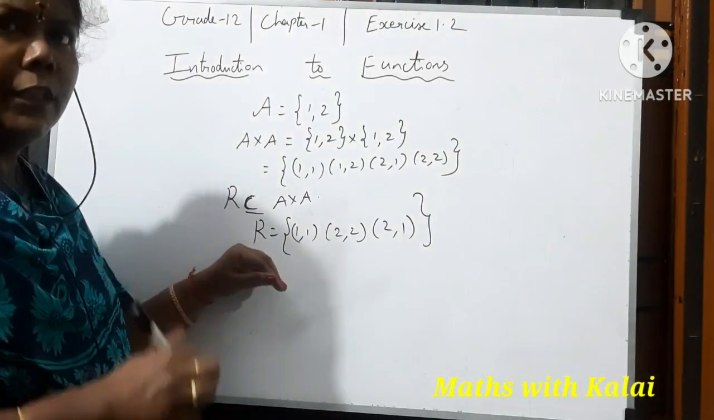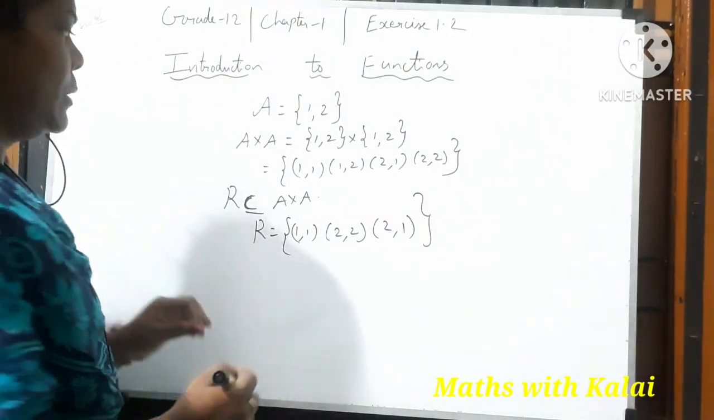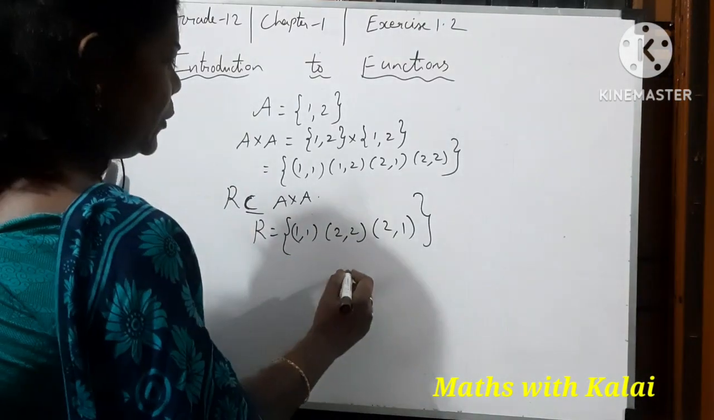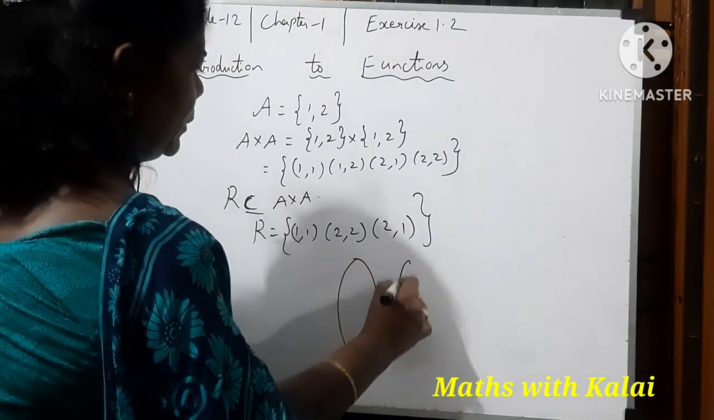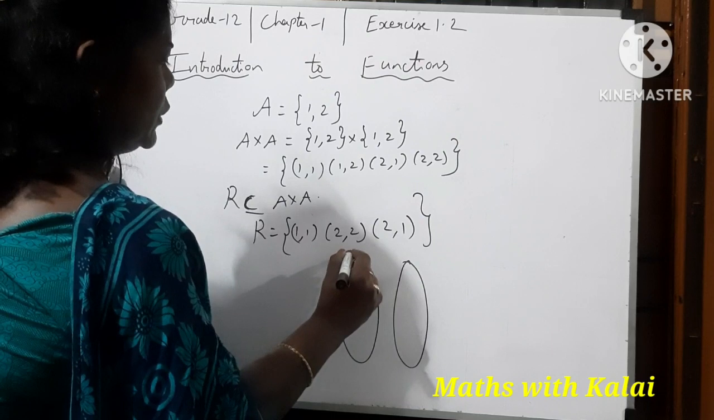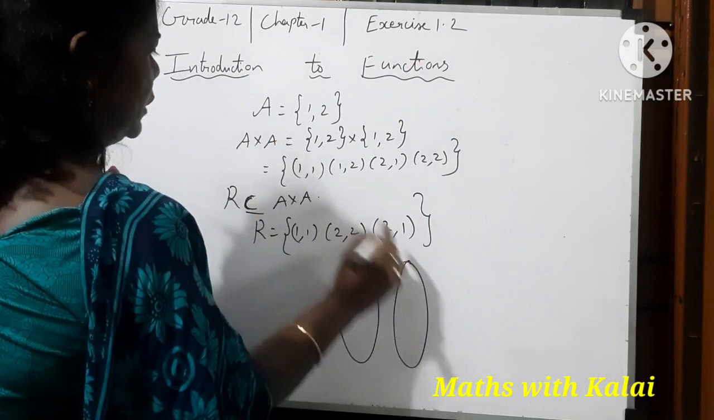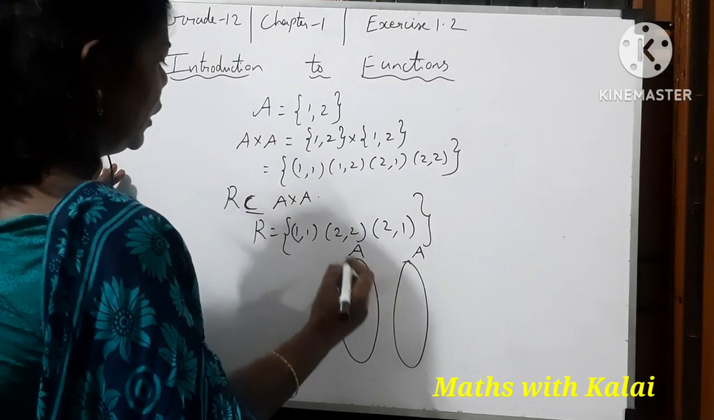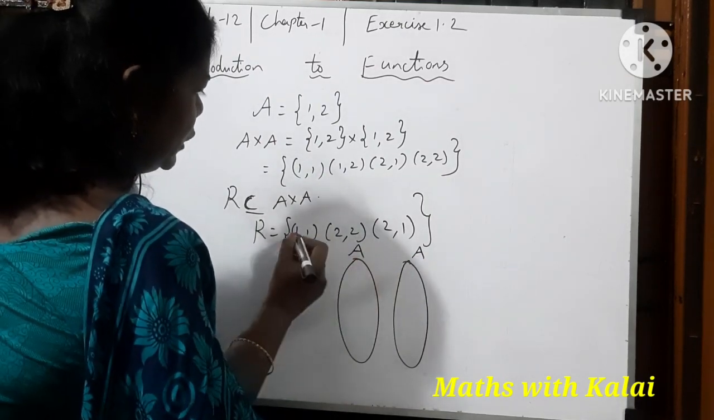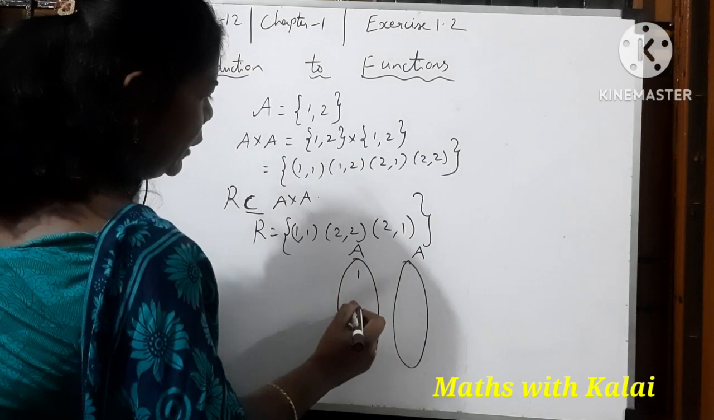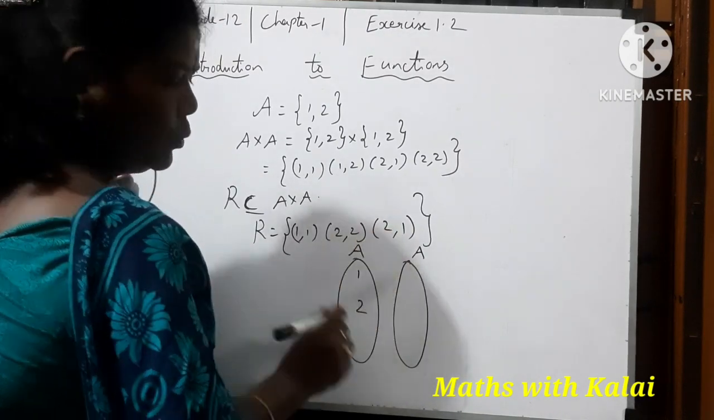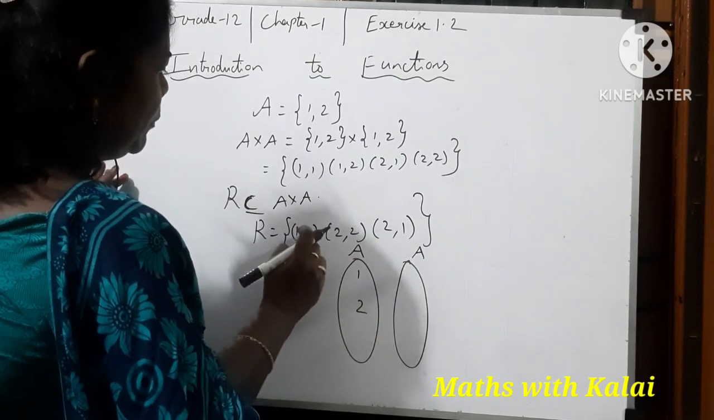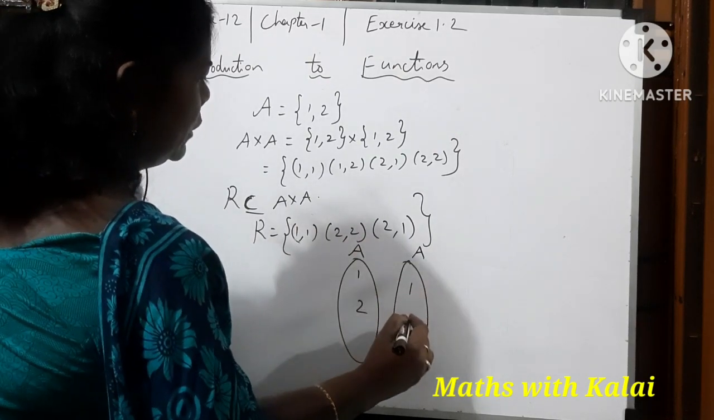So using these relations, how to check for functions? In the relations, now you have to make it as an arrow diagram. Now let me draw this relation as an arrow diagram. The first set is set A, and the next set is also set A. Both are set A, so I am taking this. So 1, 1 and so on, all these first elements I have to mark in the first set as 1, 2 and 2 only. So the first numbers I have to mark in the first set, and the second numbers I have to mark in the second set.